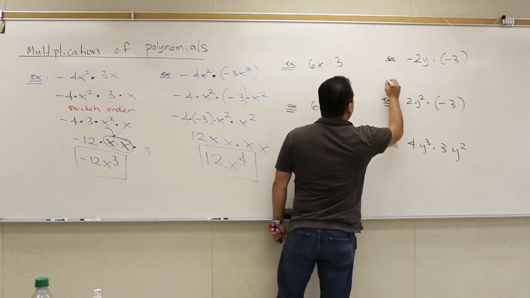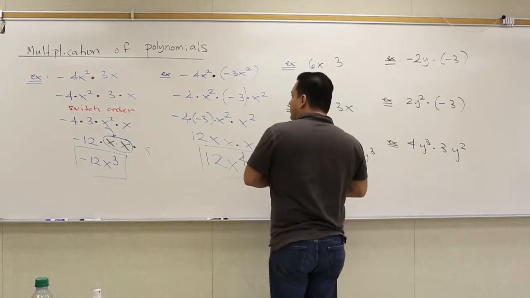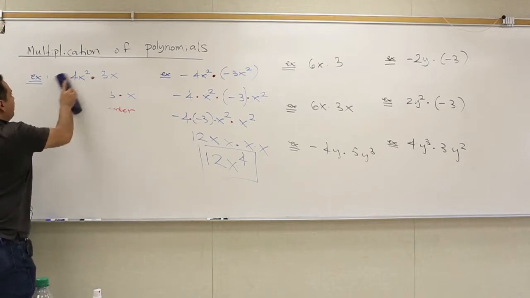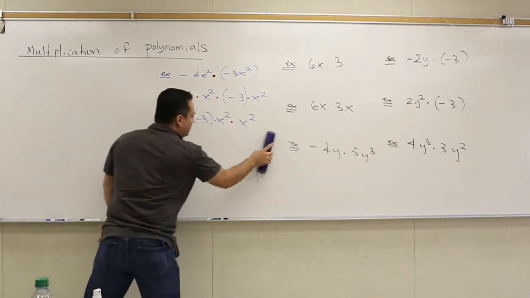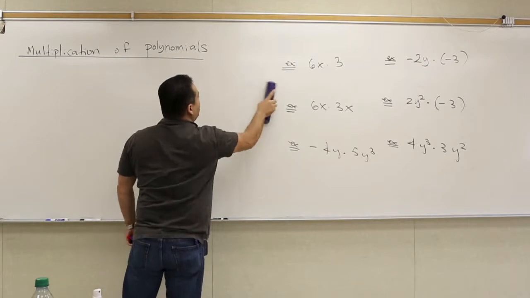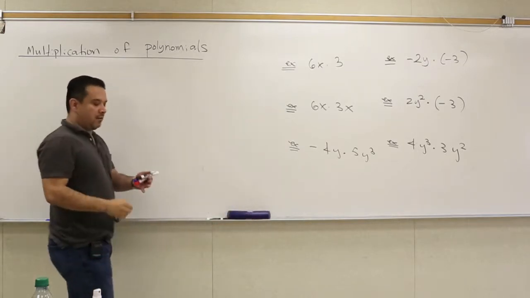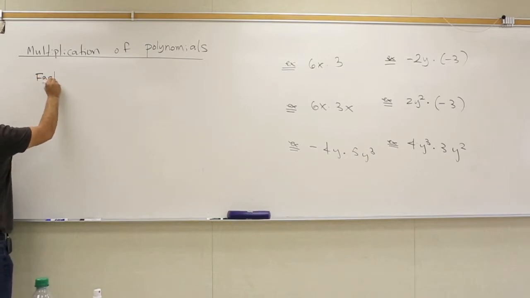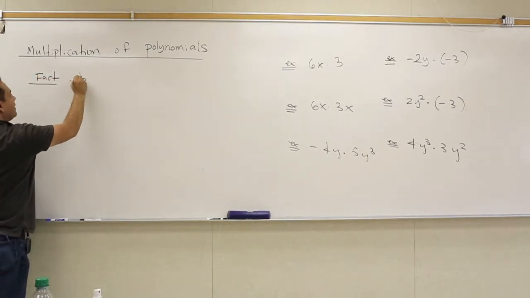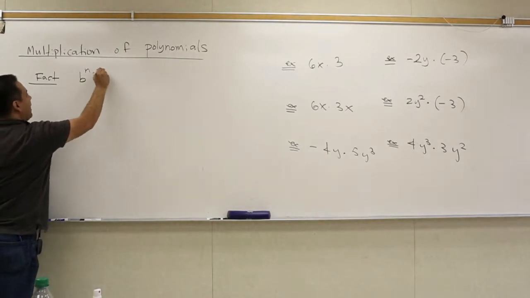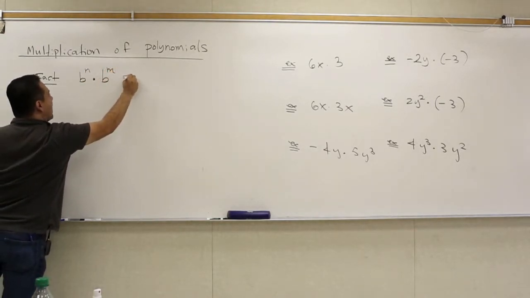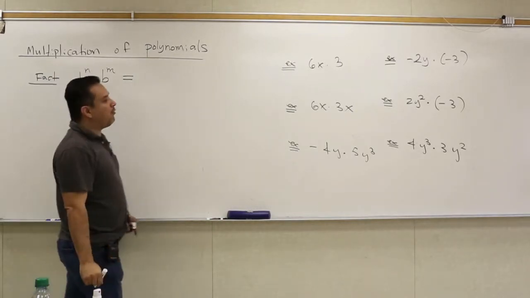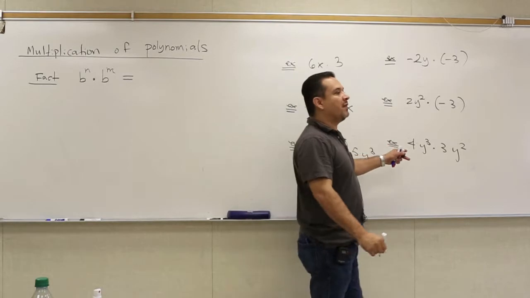And let's kind of notice something here. Can I erase this? Do you guys have that in your notes? Let me say a little something here about this. If you notice that, here's a fact. If I have a base to a power, and I multiply it by a base to another power, let's see if we can notice anything here. When we go through these examples, let's see if we can deduce what that might be.